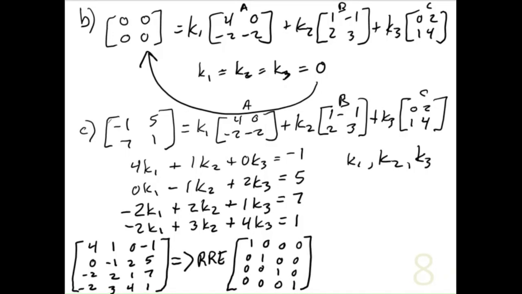1. Hopefully you looked at this last row and realized that something is wrong. How can all these values be 0 and it be equal to 1? How can 0 equal 1? So this is going to be inconsistent, and we would conclude for part C that this matrix is not a linear combination.